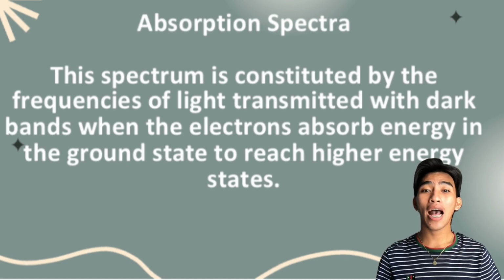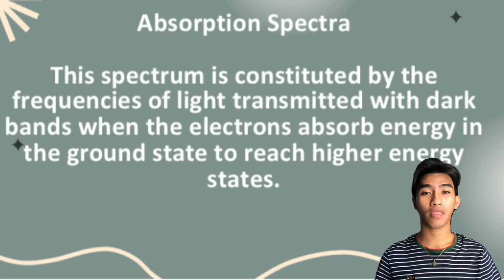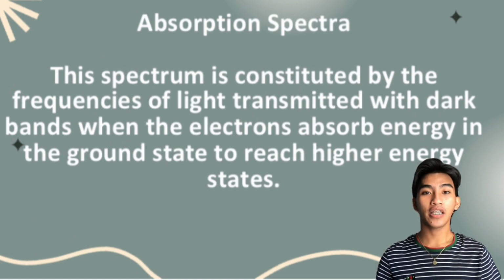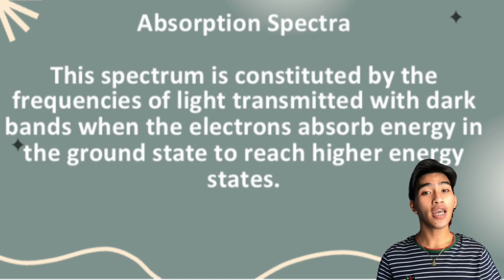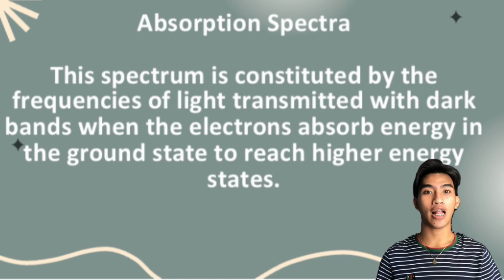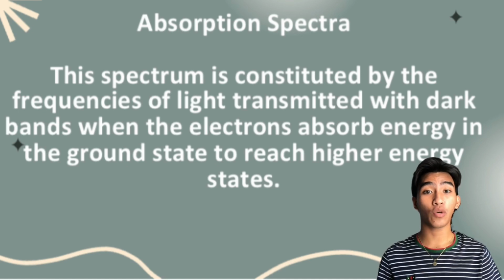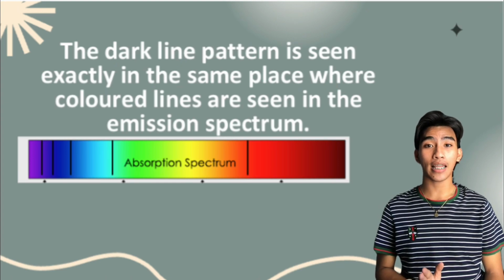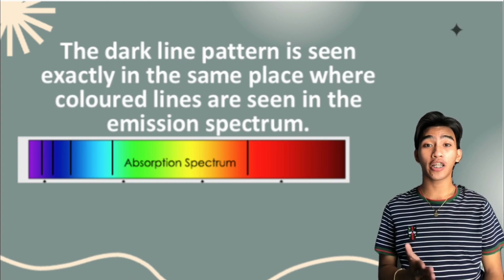So let's know how absorption spectra are formed. When light from any source is passed through a solution or vapor, a pattern comprising dark lines is obtained. This pattern is analyzed using the spectroscope, depending on the nature of the chemical or element. Certain radiation is absorbed by the chemical or element when passed through it. The dark line pattern is seen exactly in the same place where colored lines are seen in the emission spectrum.